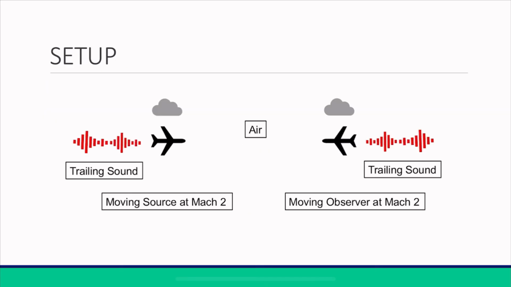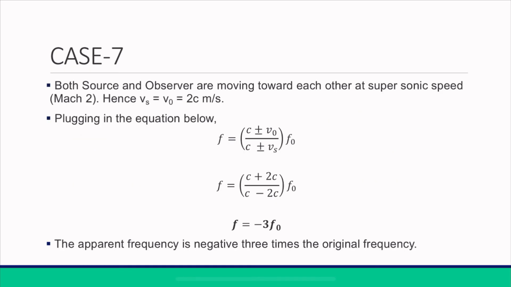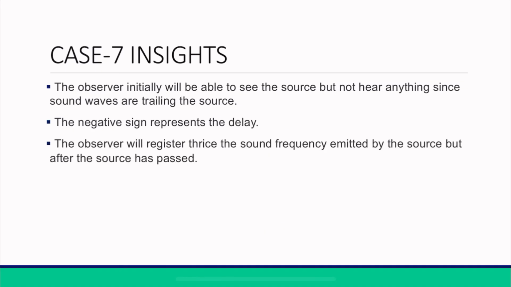So the next setup is a little different. In this case, the source and observer are both people in airplanes, and they're both moving at the speed of Mach 2. Let's see what kind of cases this situation involves. Both are moving toward each other at supersonic speed, Mach 2, so their velocities are the same. You just plug in and you get the apparent frequency registered by the observer as -3 times the original frequency. So what does this mean?